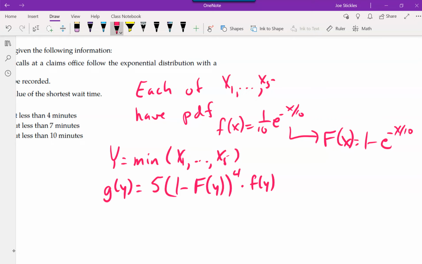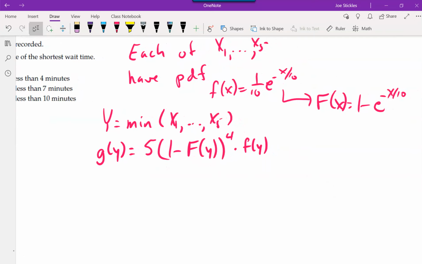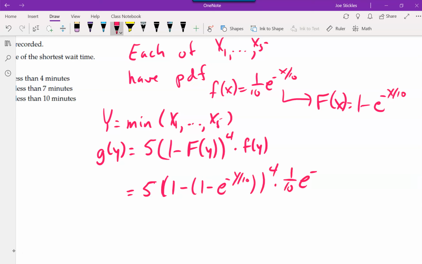All right, so if we plug this stuff in over here, then 1 minus capital F of y will be 1 minus the 1 minus e to the negative y over 10, to the fourth, and then times 1/10 e to the minus y over 10.